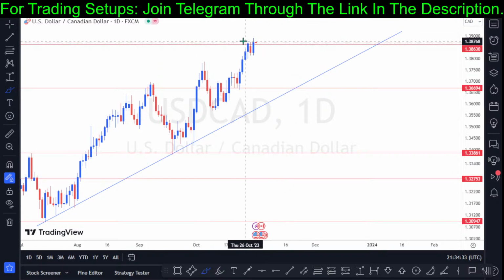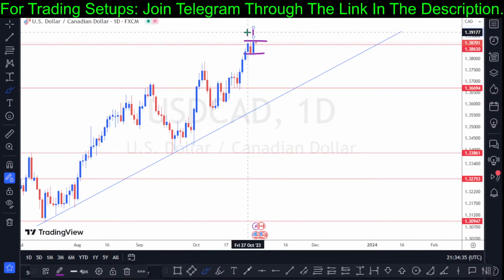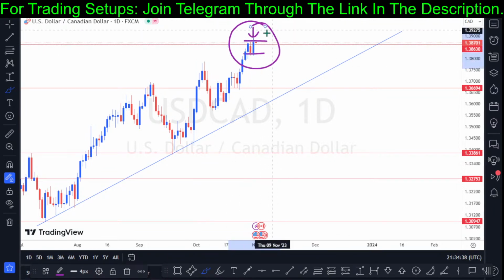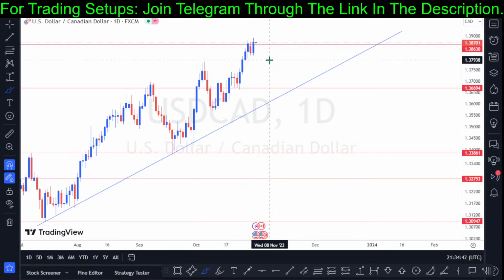Never will I ever look for a long entry at a resistance structure. I will never do this right there. So this is my view on USD Canada.